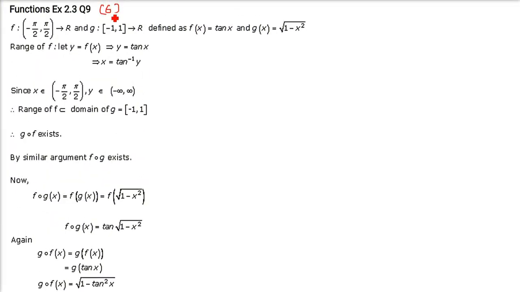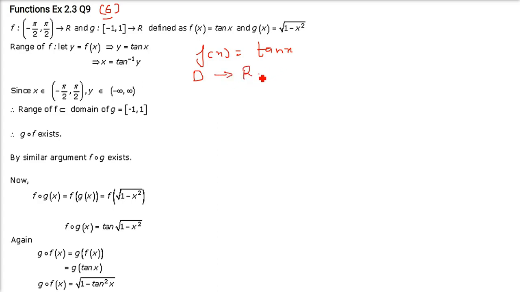Question number 9, in a certain edition you will see it as question number 6. So two functions are given here. Fog and gof you have to describe. So f(x) is equal to tan x. We know the domain and range of tan x.